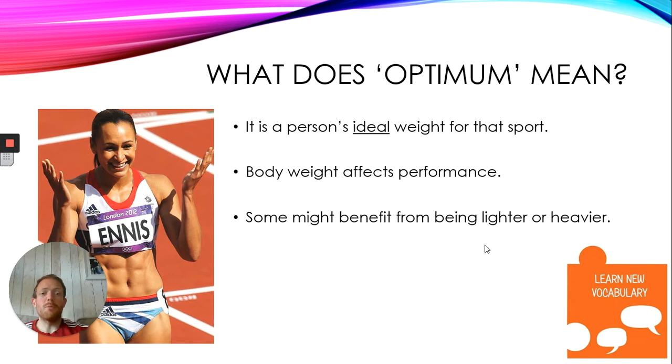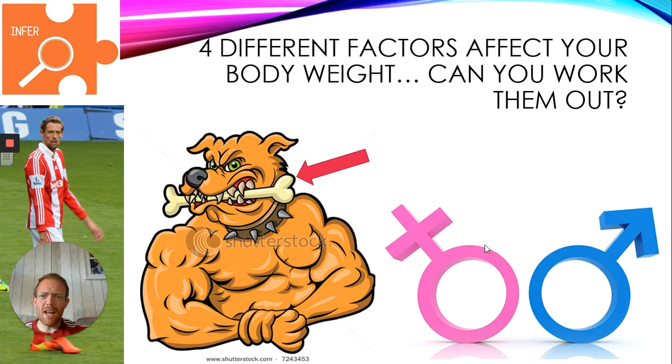So the word optimum is the person's ideal weight. In our subject, it's for the sport. In a normal case, optimum would be the healthiest weight for your height and sex, basically. And then we need to acknowledge as well that body weight affects performance. Some performers, like I just said, might benefit from being lighter or heavier. So we'll look at that in a second. There are 4 different factors there.